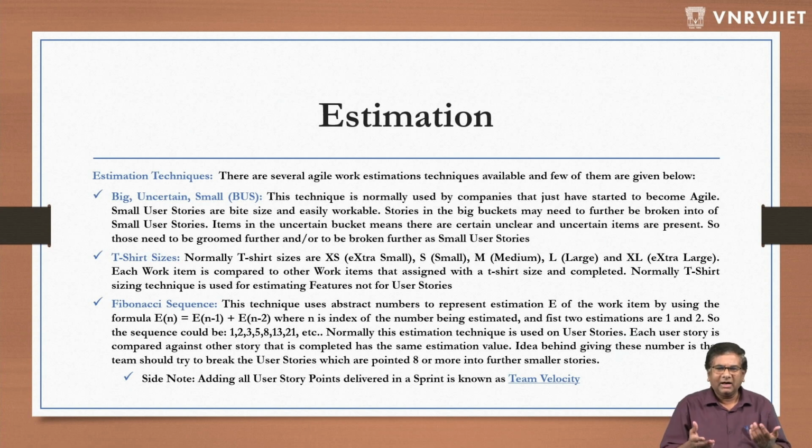Now, how do they come to this number? Normally they use Fibonacci numbers. This technique uses abstract numbers to represent the estimation of the work item by using the formula n is equal to n minus 1 plus n minus 2.